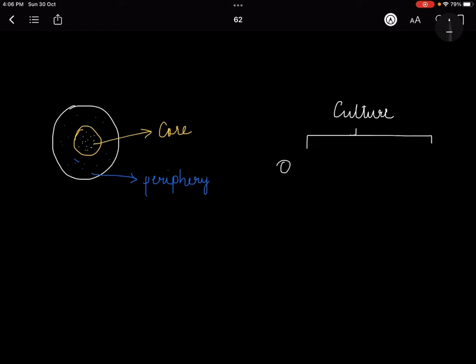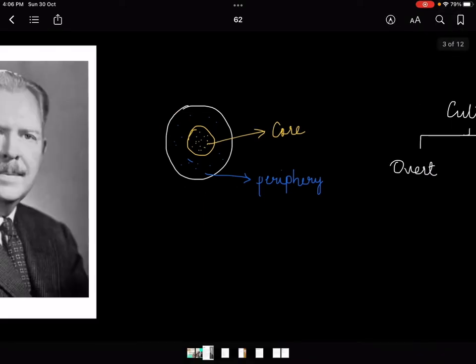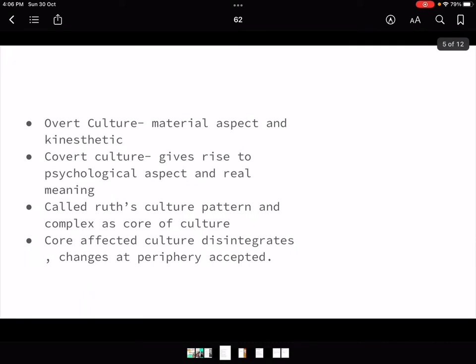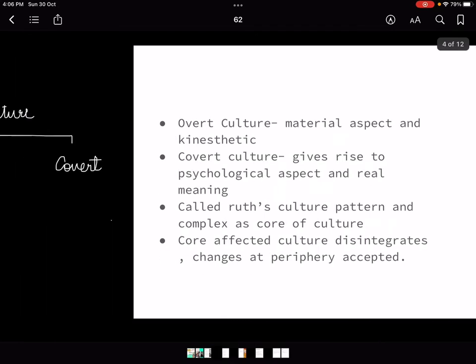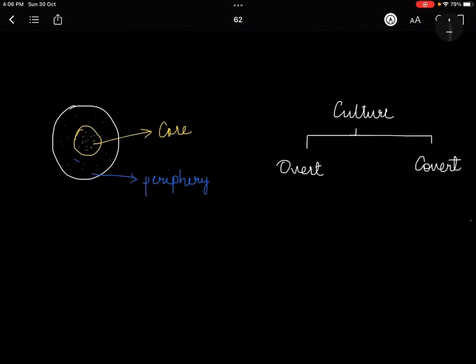One was the overt culture and the other covert culture. Covert is something which is covered and you can't see, and overt would be something which you are able to see. Covert would be covered, hidden, and overt would be something which is visible to you, right? So within overt culture, he gave two further classifications: culture has material and non-material aspects. Something visible to you, material aspects like buildings, houses, artifacts.